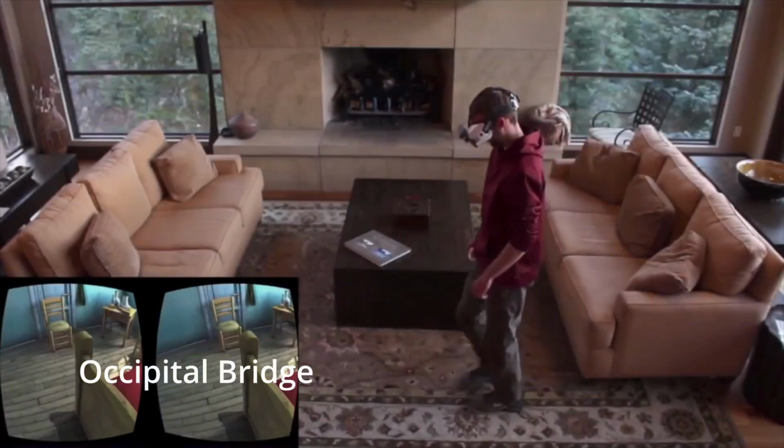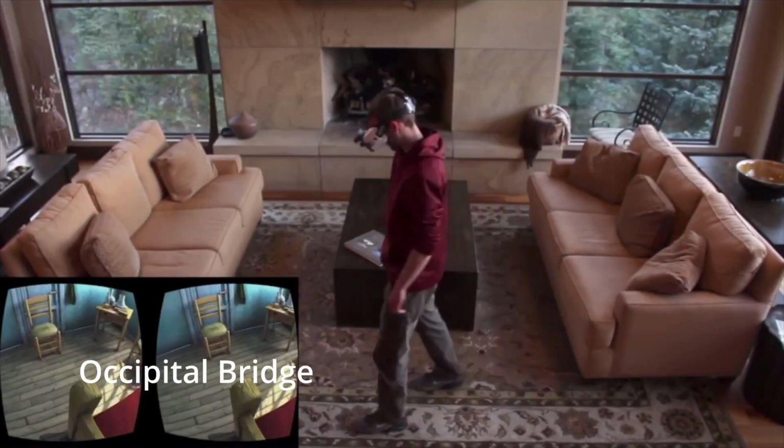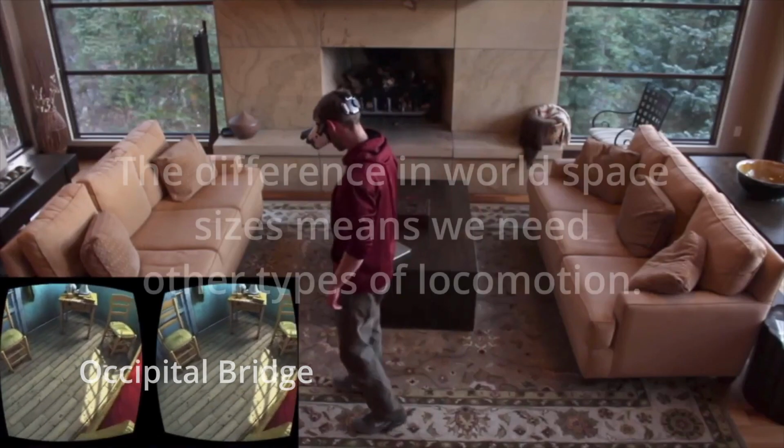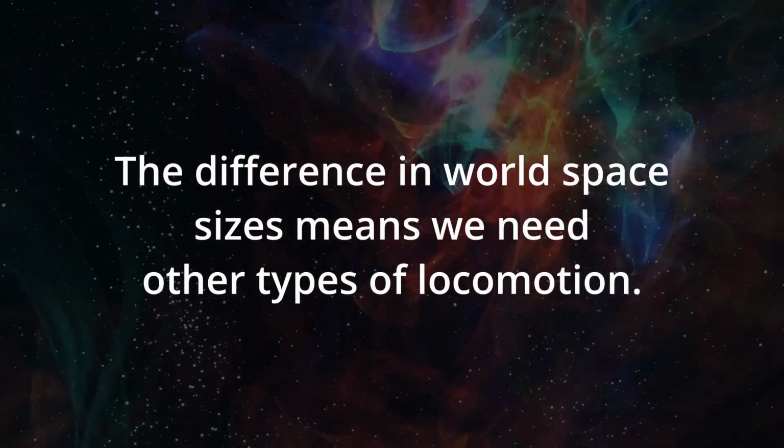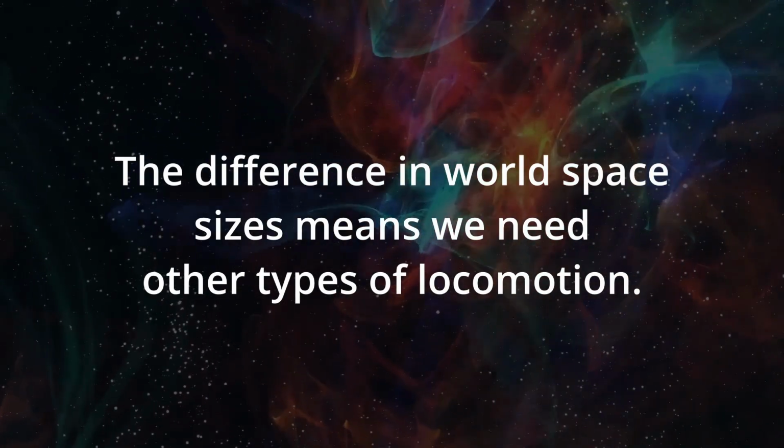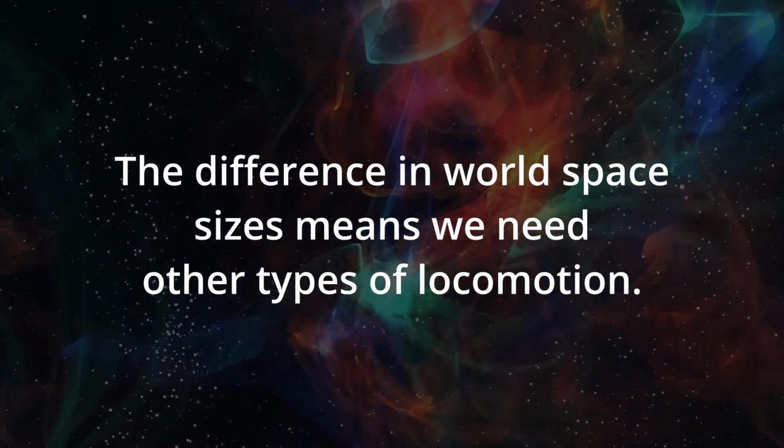The real world, or physical space, can be limited in comparison to the virtual environment in the headset. That means there's not a one-to-one correlation of physical and virtual space. That's where the other types of locomotion come in, but we'll save those for future videos.